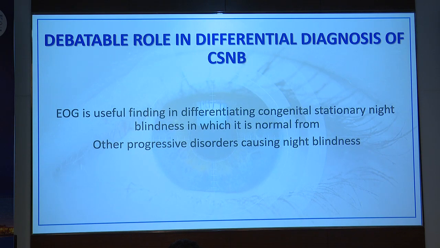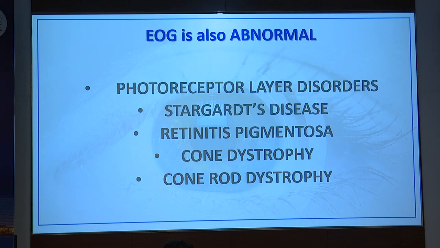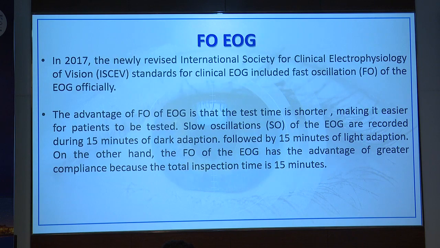It has a debatable role in differential diagnosis of congenital stationary night blindness, where it is normal, from other progressive disorders causing night blindness. EOG is also abnormal in photoreceptor layer disorders: Stargardt, retinitis pigmentosa, cone dystrophy, rod and cone dystrophy.